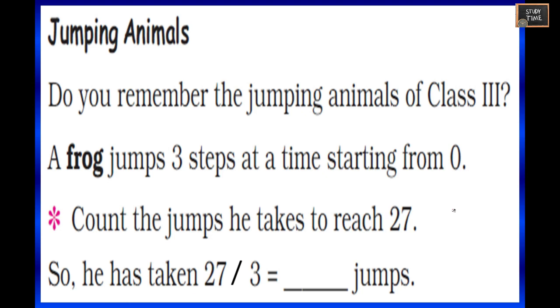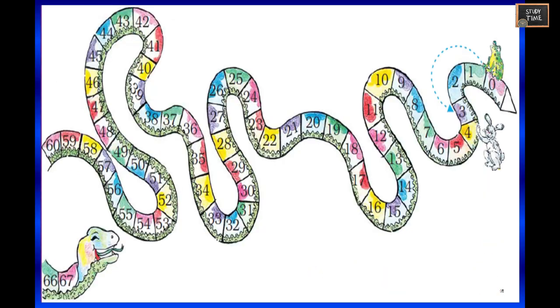Next, jumping animals. Do you remember the jumping animals of class 3? Class 3 itself, we have done this. A frog jumps 3 steps at a time starting from 0. Count the jumps he takes to reach 27. So 27 divided by 3 is. So how you have to do is 27. When you divide it by 3, you will be getting 9. So in 9 jumps, it will reach 27.